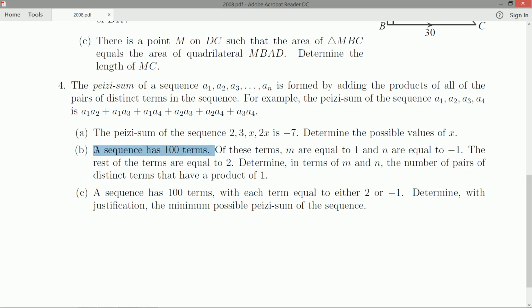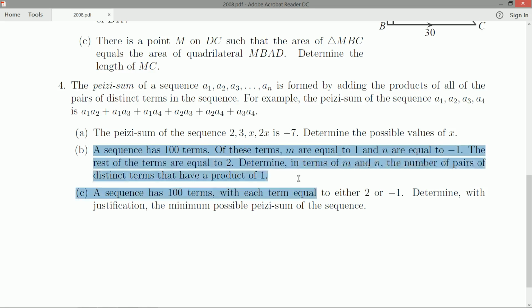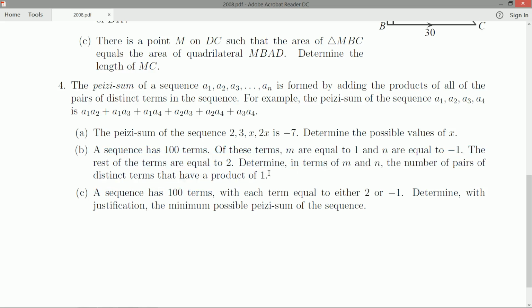Why did they give us 100 terms? Maybe there's a connection with C, but really they would have probably started with a sequence has S terms, and then it's up to us to make S equal to 100. I don't know. It seems odd, and it makes me feel like I missed something that I didn't read B carefully enough. But I reread it. It seems fine, so we move on to C.